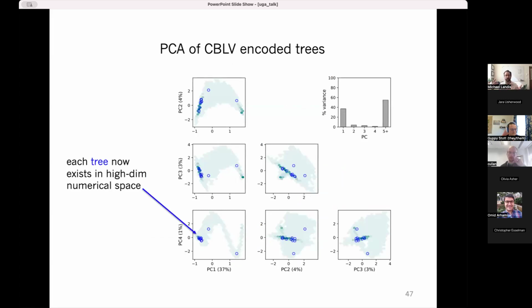as points in a high dimensional space. And we can apply all sorts of techniques such as standard PCA approaches to get a sense of what does tree space look like in this, I think in this case, it's a 1000 dimensional space. And these blue points represent individual tree samples that fall within that PCA space.